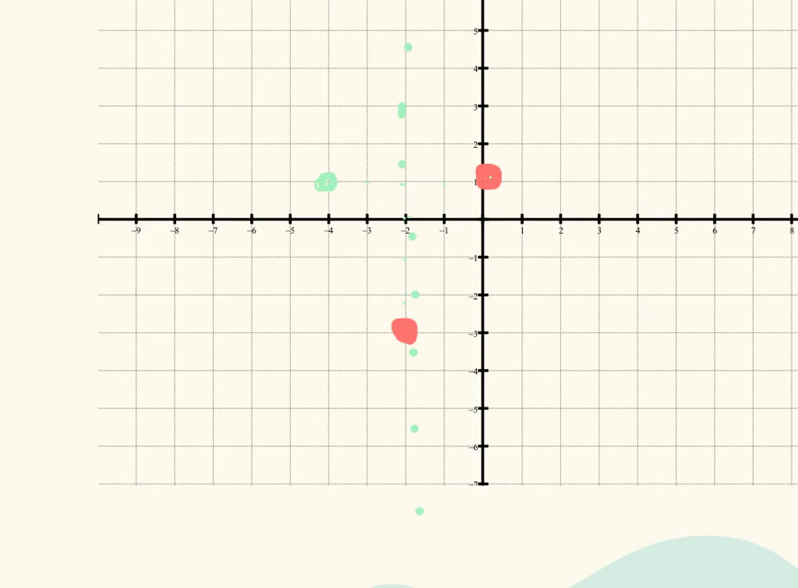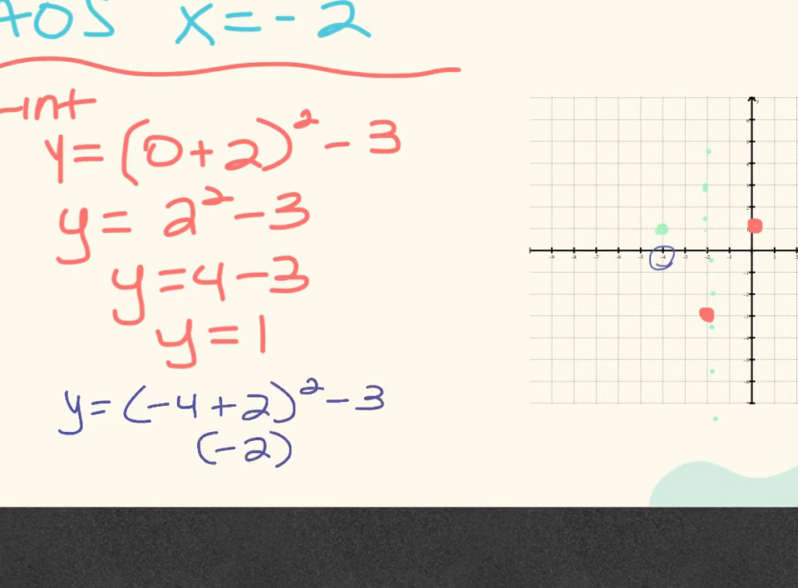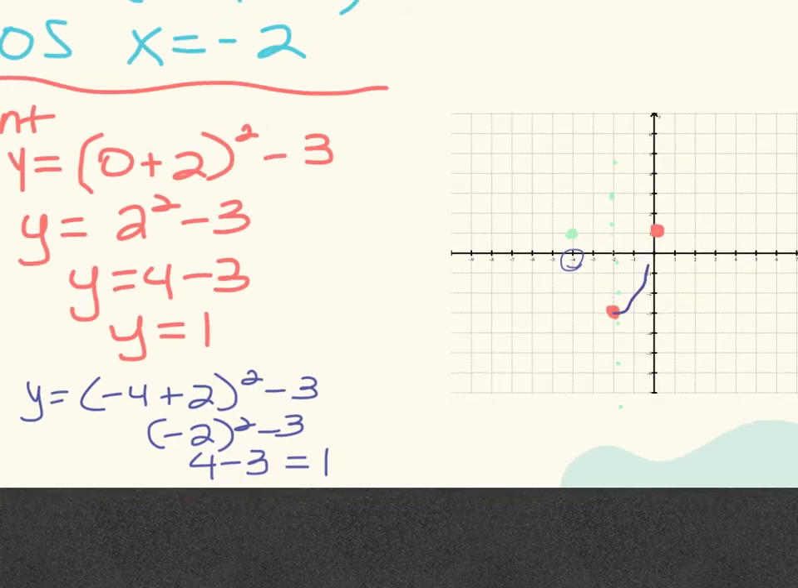Now, if I'm just doing a fast approximation, I'm comfortable with that. But if I was doing this on a quiz or a test, I would definitely check to make sure that's right. So I would plug in negative 4, because that's where I think it's at, and I expect to get a positive 1. So if I plug in negative 4, I get my positive 1. So I know that this is my graph.